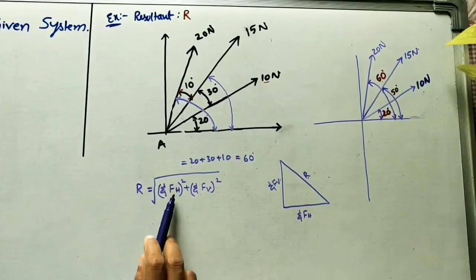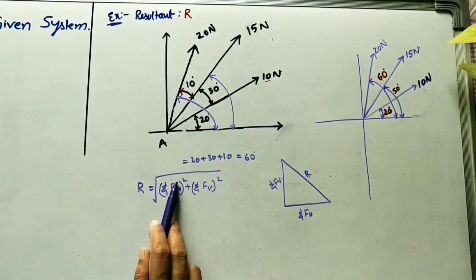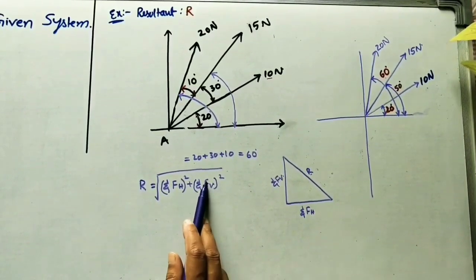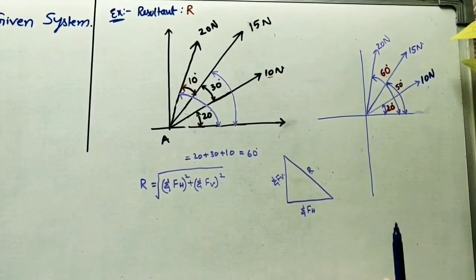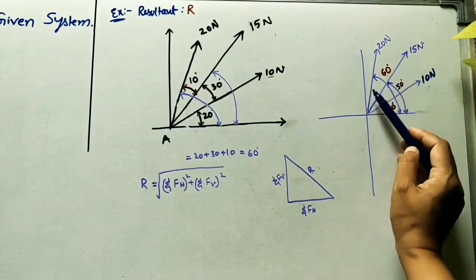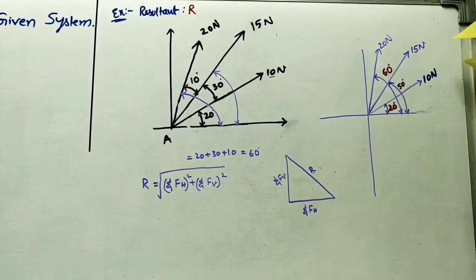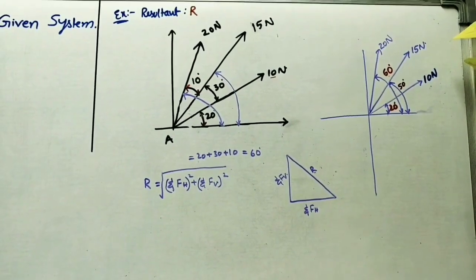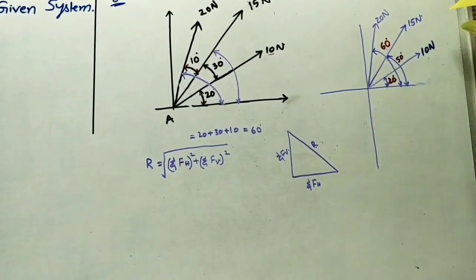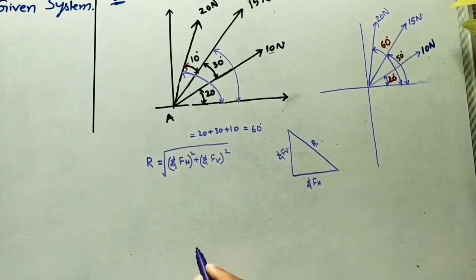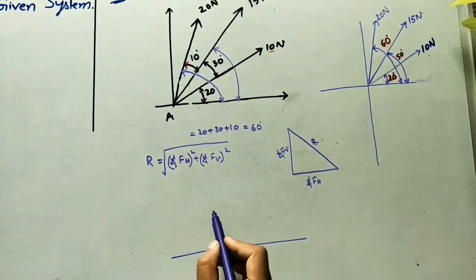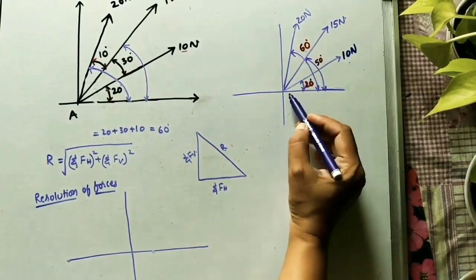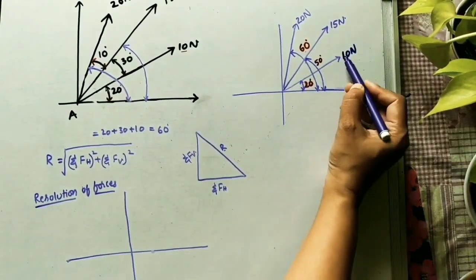Here what we have to find? For finding the resultant, we have to find all horizontal components and all vertical components. For inclined forces, always remember there are two components: one is the horizontal component, one is the vertical component. Now I will redraw the diagram of the same type here. In it I will mark all horizontal components and vertical components.